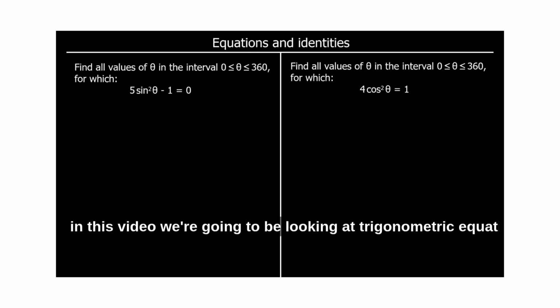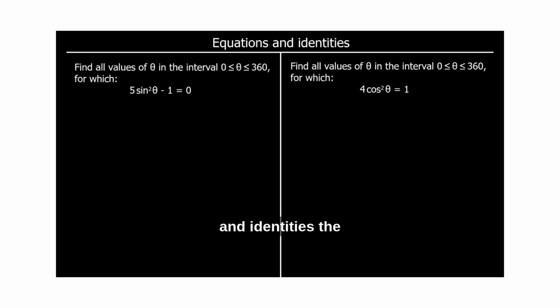In this video, we're going to be looking at trigonometric equations and identities. The first question: find all values of theta in the interval 0 to 360 degrees, for which 5 sine squared theta minus 1 equals 0.